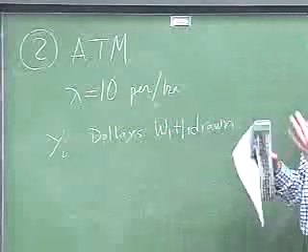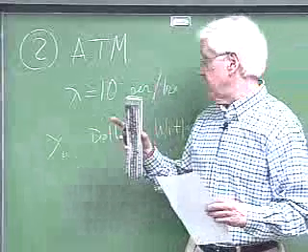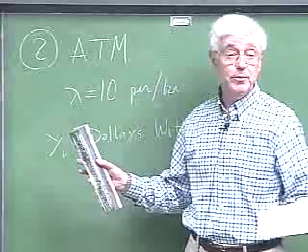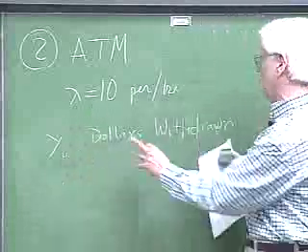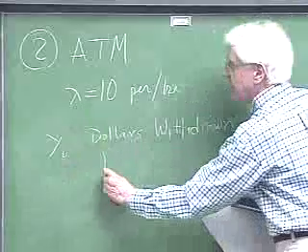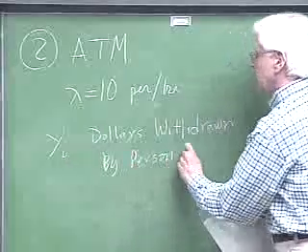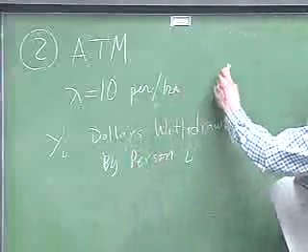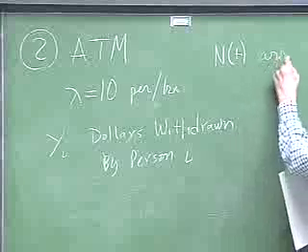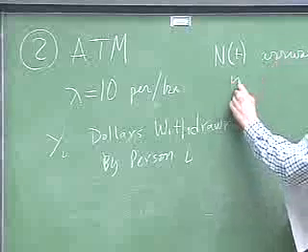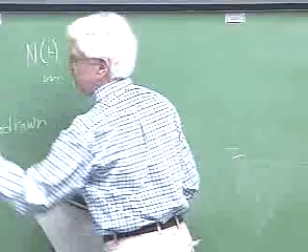And we're thinking simply that the people arrive at this rate, and all these people are taking money out. They're not doing anything else. So they're all taking money out, and Yi dollars are withdrawn by person i. And then the arrival process is Poisson. So let's see, N of t is arrivals in this interval 0 to t, and it's got this rate.